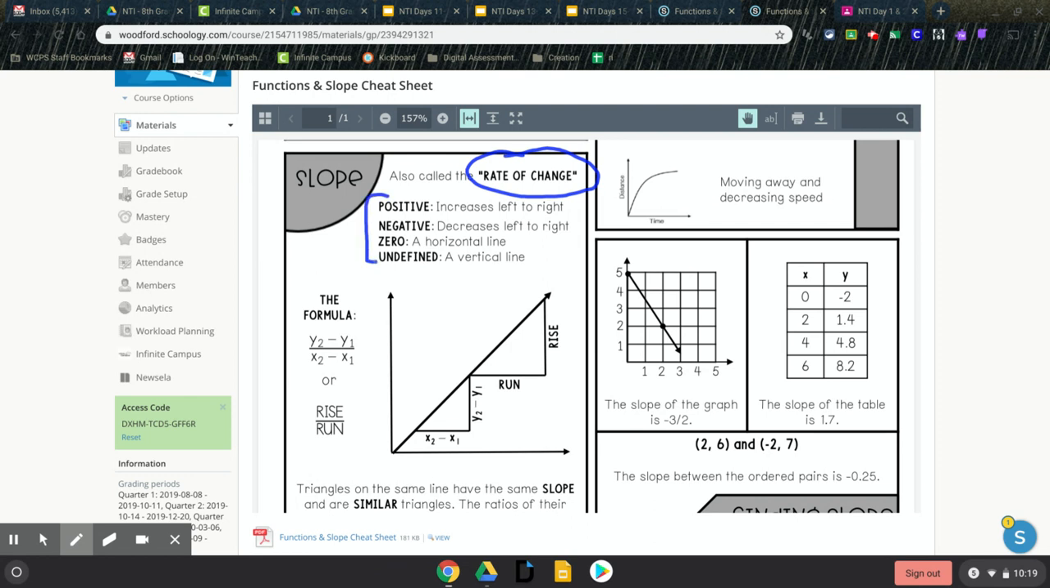If you remember slope, positive increases left to right. Negative is a nice negative. It goes down. It's easy. It's a nice slope going downward. A horizontal line is zero. Undefined, remember, he is falling down. So undefined would be that vertical line going down. Here, we've learned that triangles on the same line have the same slope, and they are considered similar triangles. They are not congruent because they are not exactly the same size. However, they are similar because their ratios are the same.